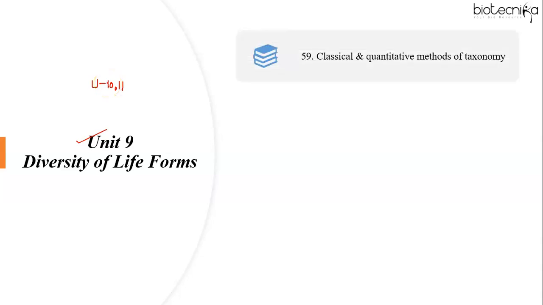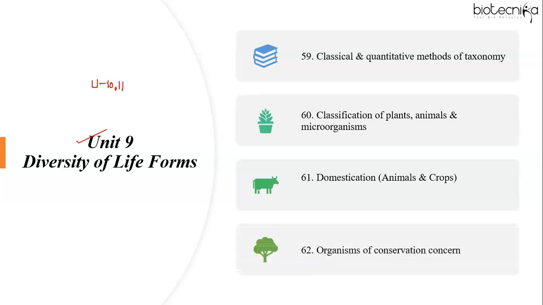Unit 9 is diversity of life forms. Those having a background of botany and zoology can definitely score well in this unit. Usually the questions asked in Unit 9 are in common with the topics that you study in Units 10 and 11. So from Unit 9, you need to emphasize the classical and quantitative methods of taxonomy, classification of plants, animals and microorganisms, and study domestication and also organisms of conservation concern.